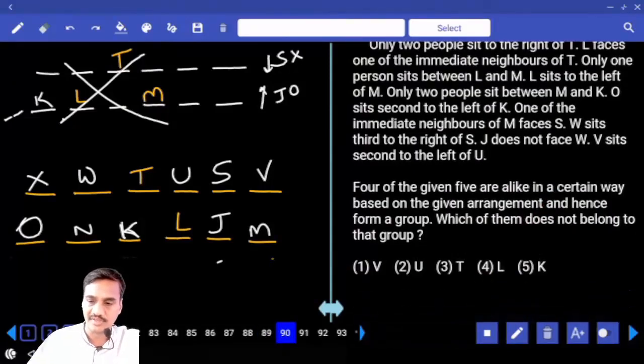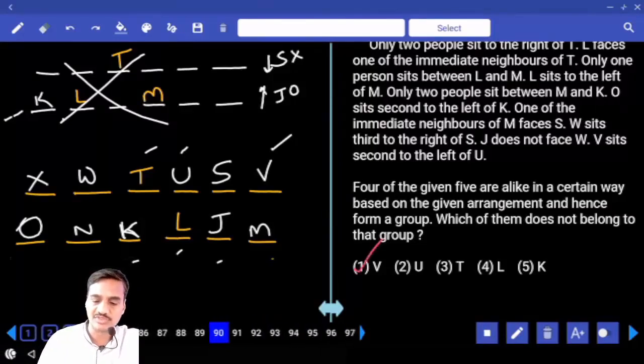Question 90, which of the following is at the corner? V, U, T, L, K. Except V, the remaining 4 persons are at the center and V is at the corner. Choice 1, question number 90.